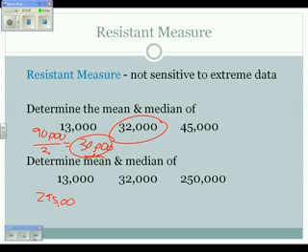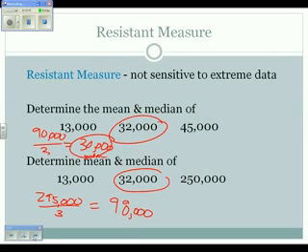And then on this data set, if we add these together, what will we get? 295, and divide that by 3. We'll get nearly 100,000. What do we get? $98,000. Okay. And then the median is still 32.